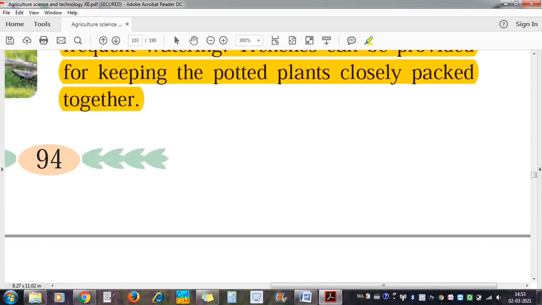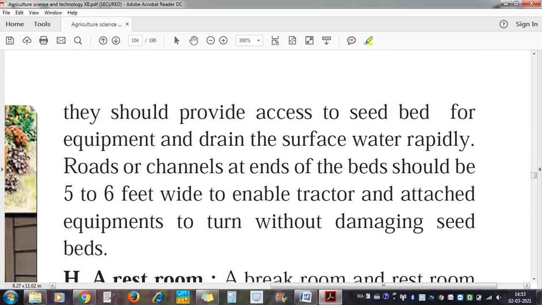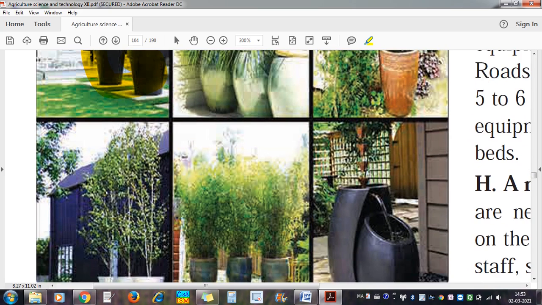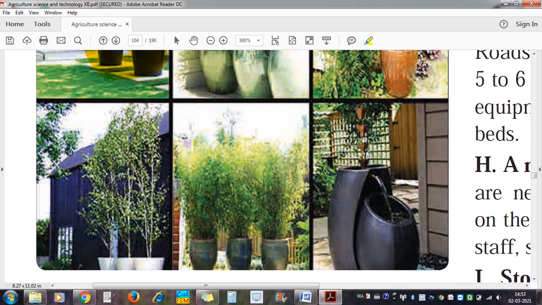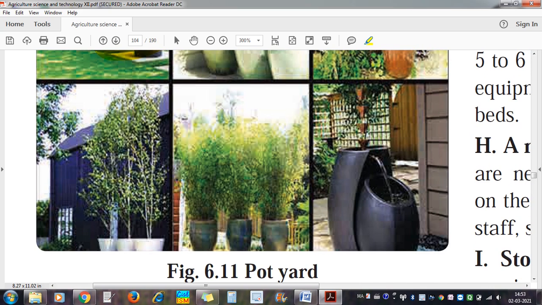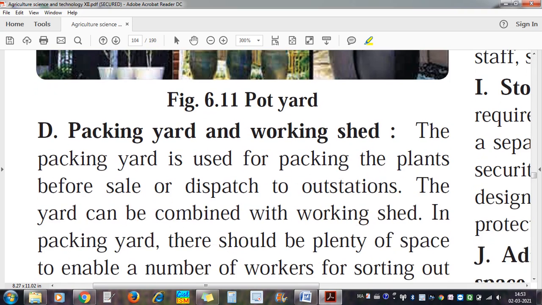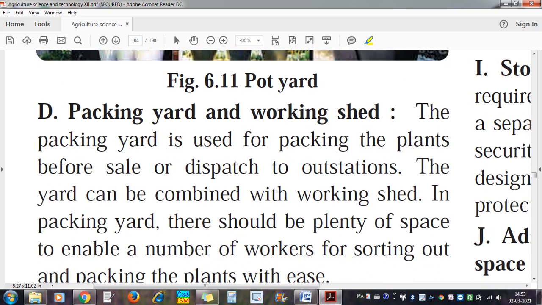Let us have a look at some other pictures. These are the pots. Various kinds of pots are there. As per the kind of plant, or as per the demand, these pots are used. Then come to another, that is a packing yard and working shed.